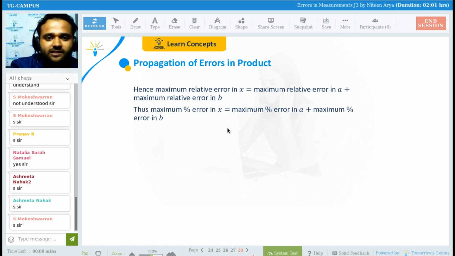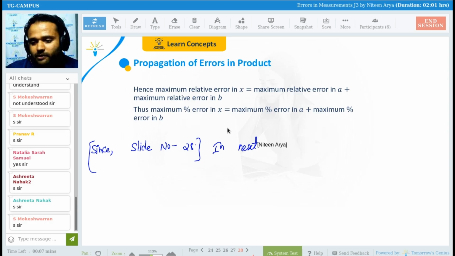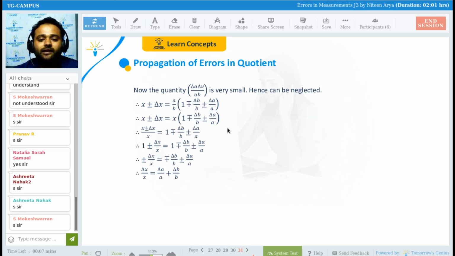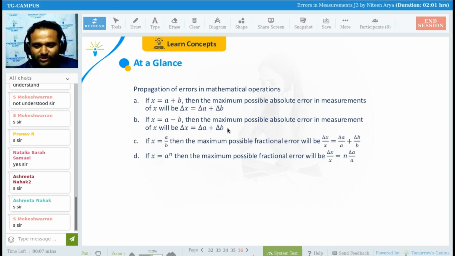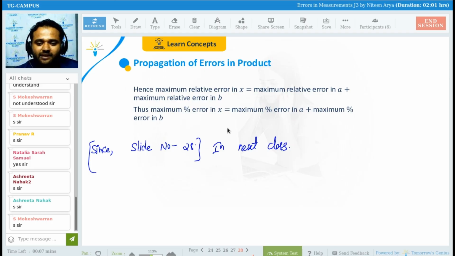Okay, from this we are going to continue in the next class, from slide number 28. I don't want to teach now within a minute or two. Okay, I will just give you a brief hint. See, propagation of error in product, you get the same thing, maximum error in A, maximum error in B. Then propagation of error in quotient, that is very, very important, and then many more things are going to come. So that's why I don't want to rush. At least 10 pages are there, and those 10 pages are important enough.